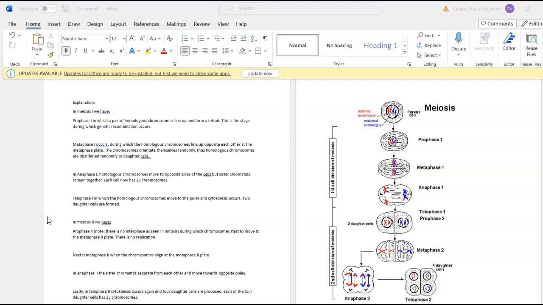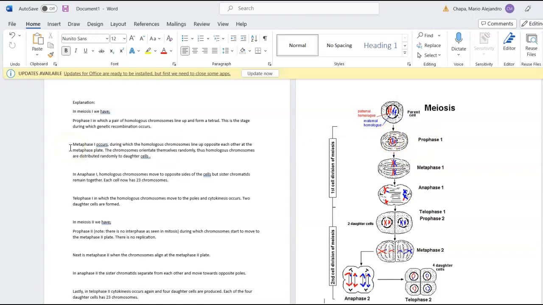So starting off, in meiosis 1, we have prophase 1, in which a pair of homologous chromosomes line up and form a tetrad. This is the stage during which genetic recombination occurs. Right here to the right, you can see prophase 1, where the homologous chromosomes line up.